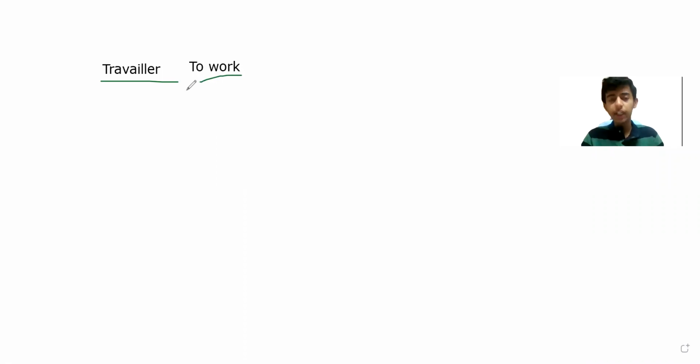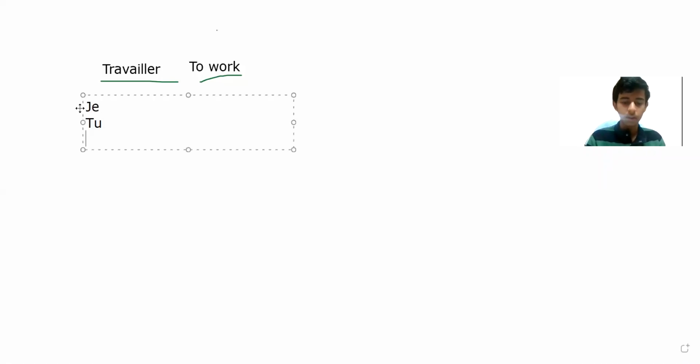So how do we conjugate? First thing, write down the pronouns: je, tu, il, elle, we can write together because they have the same. Then we have nous, vous, ils, elles, the plural form.